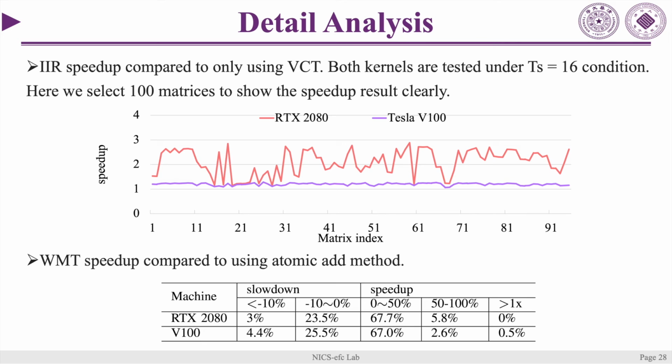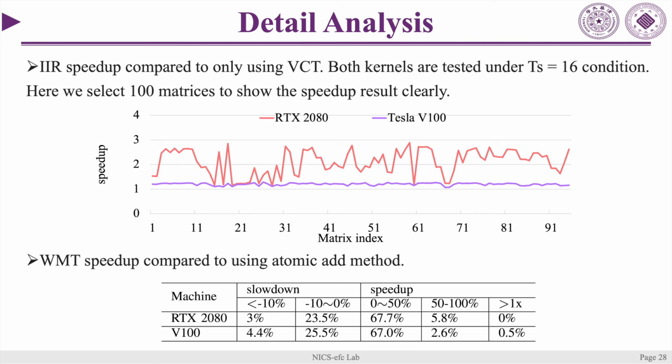cycle. Here we show the IIR method speedup compared to only using the VCT method. Both kernels are tested under the tiling size equal to 16 condition. We select 100 matrices to show the speedup result clearly. Our result shows the geometric mean of speedup by IIR is 2.09 times on RTX 2080 and 1.2 times on Tesla V100.